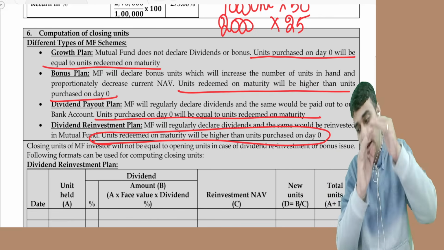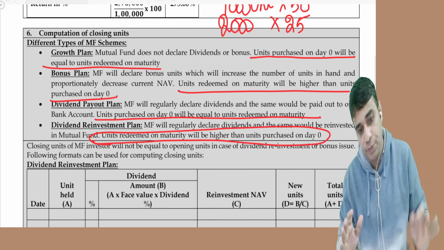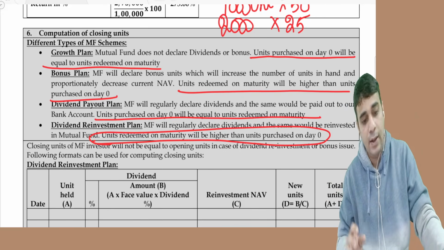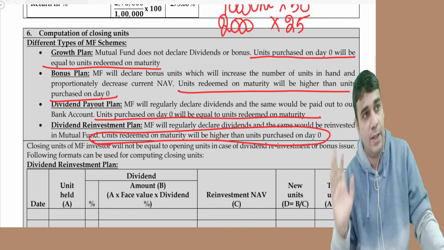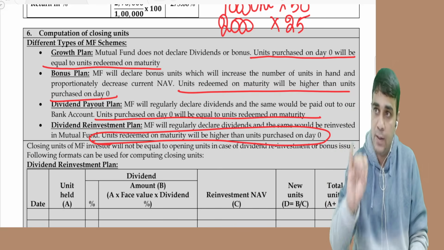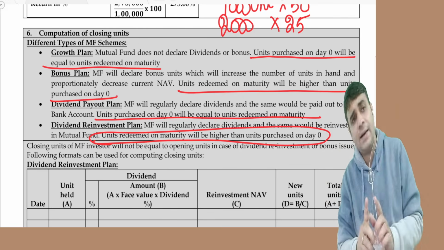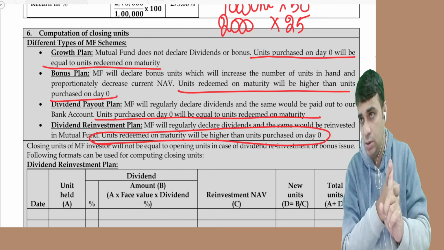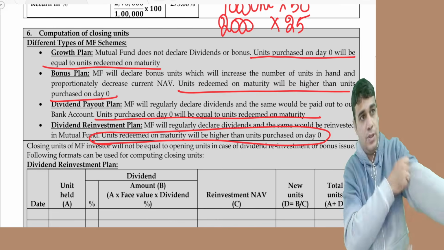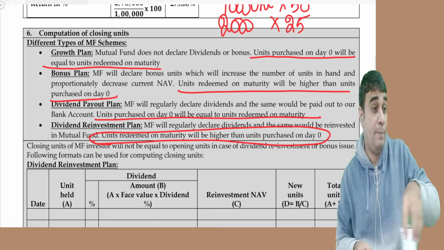Bonus plan: the number of units will become double, triple, and NAV will proportionately go down. Dividend payout plan: NAV 1, NAV 0, D1, CG1 by NAV 0 into 100. And in the reinvestment plan, the units will change by the end of the period. Any doubts on the concept here? Four plans, I'll repeat again: growth plan, bonus plan, payout plan, and reinvestment plan. In the practical world, most MFs offer growth and the dividend plan, which can be payout or reinvestment. That's your wish. Reinvestment has one headache in the practical world, which is tax deducted at source.